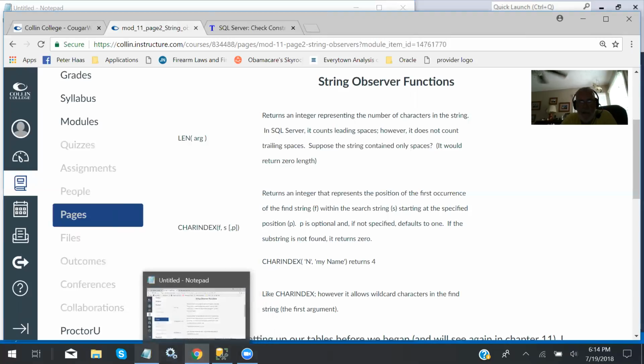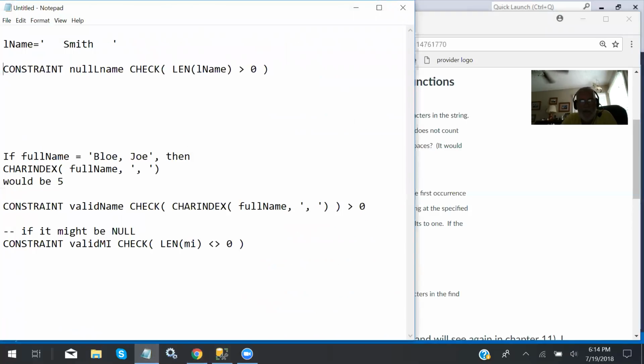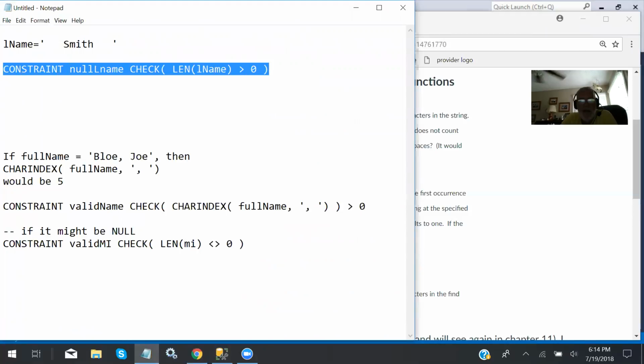And the common way that this is used is we have a constraint, null name, check that the length of the last name, for example, is greater than 0. So instead of saying check that it is not null, I say check that it is greater than 0. Now, if L name is null, the length returns null, and greater than 0 will return false. So that will also check for null. Does that make sense? Yeah.